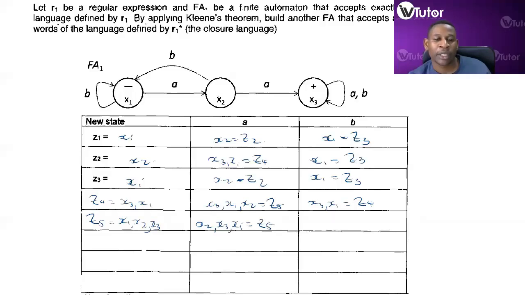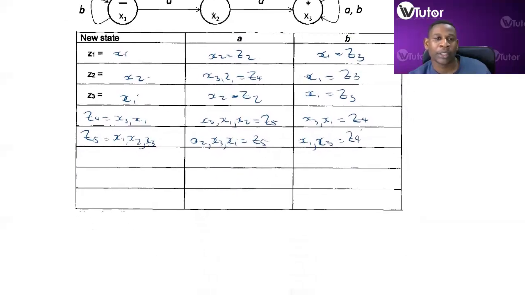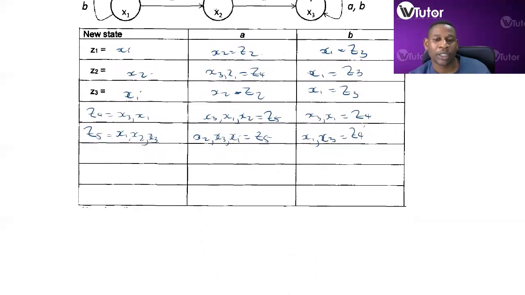And then X1 encountering B, stay in X1. X2 encountering B, go back to X1. X3 encountering A or B, stay in X3, X1. So this is equivalent to saying Z4. So now we can no longer do this anymore. We can come and draw the finite automata for that.